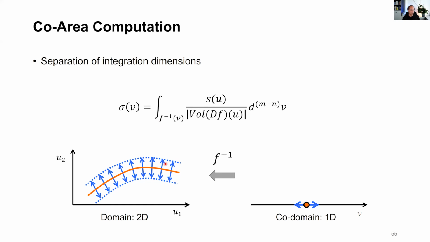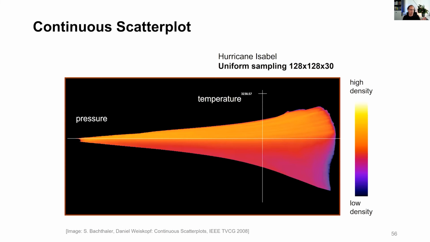And of course, you want to integrate over the incoming density, S of u, and you have to compensate for the effects that are introduced by the function f. And that's done by this volume element here in the denominator. And the integration domain is the co-dimensionality, m minus n, of the whole thing. So in our case, it would be a 1D thing. And if you do that, not for 1D versus 2D, but for 2D versus 3D, in our case, for the continuous scatter plots, you get a result like this.